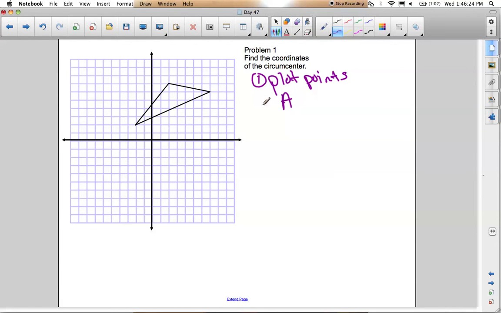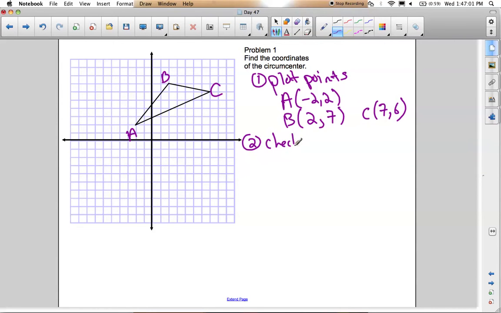But I need to know what A is. Now, I'm just going to plot A, B, C. It doesn't matter the order in which I plot. I need to plot my points. So this is negative 2, 2. B is 2, 7. So that's over 2, 1, 2, 3, 4, 5, 6, 7. And C is 7, 1, 2, 3, 4, 5, 6. So those are my points. Step 2, I still need to check for a right triangle.